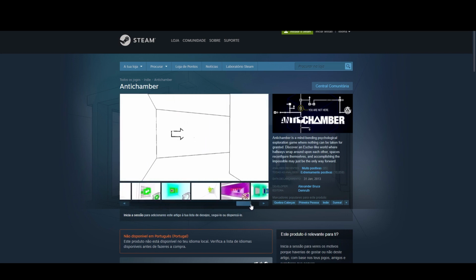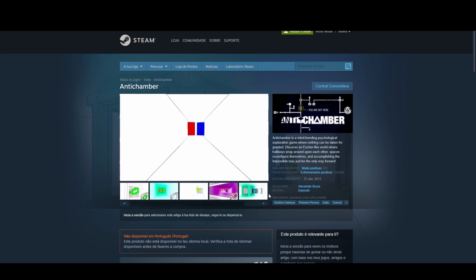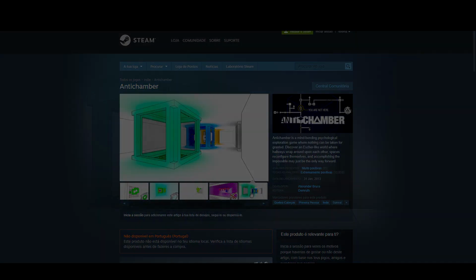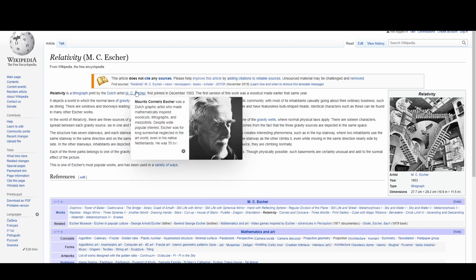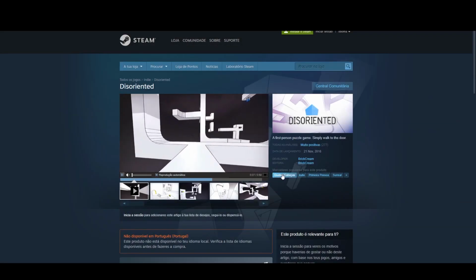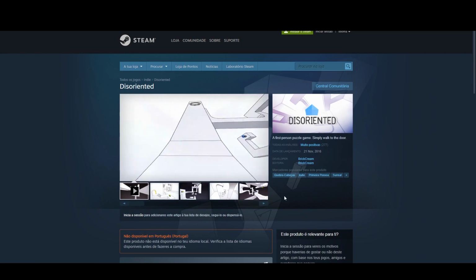Since we were going for this kind of mind-bending game, we started researching some surrealism paintings to inspire us, and ended up looking at a staircase painting made by Escher, a very famous surrealism painter. We thought this could be a really cool 3D labyrinth for our game. Later we found out a game on Steam called Disoriented.